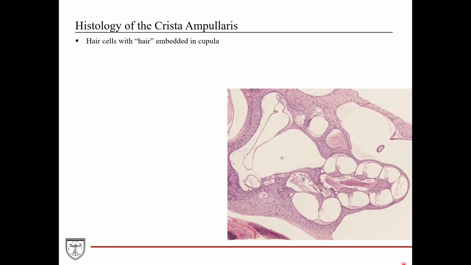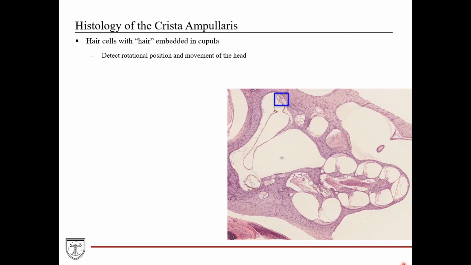The crista ampullaris is comprised of the specialized hair cells with hair, which are in reality comprised of stereocilia and the specialized non-motile cilia called the kinocilium. And this structure is embedded in a gelatinous substance called the cupula. Together, the crista ampullaris is responsible for detecting the rotational position and angular movement of the head.